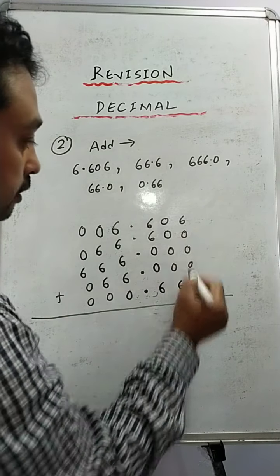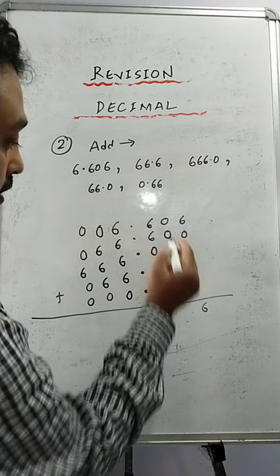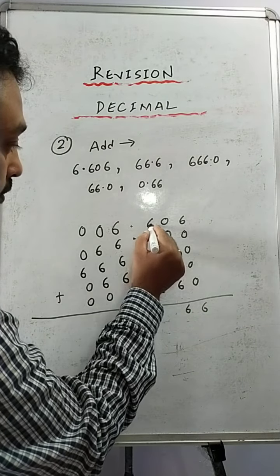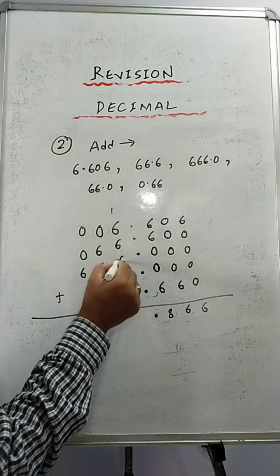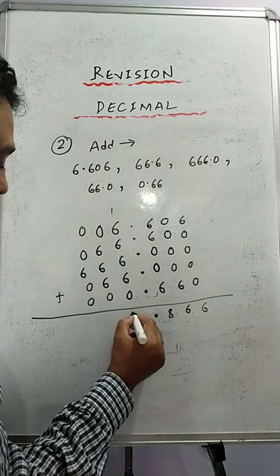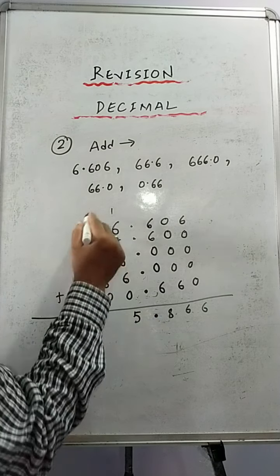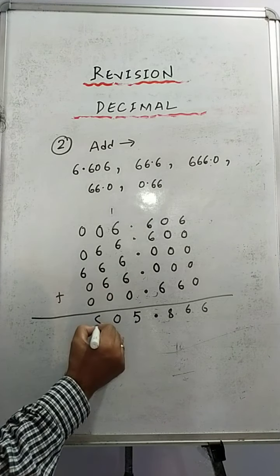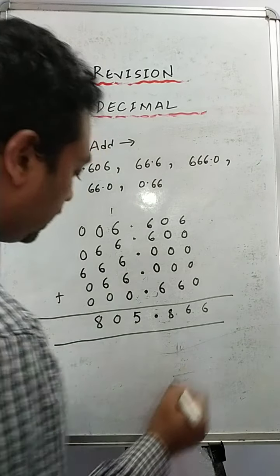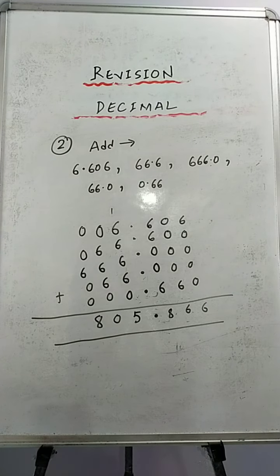So your first one would be 6, 6 again 6, 6, this will be 18. Put a point here. Then 1 2 3 4, 6 for the 24 plus 1, 25, 2, 18, 19, 20, 0 to 8. So your answer will come as 805.866. Okay, so now let's move on to sum number 3.